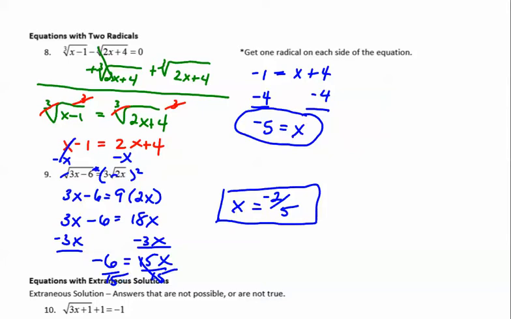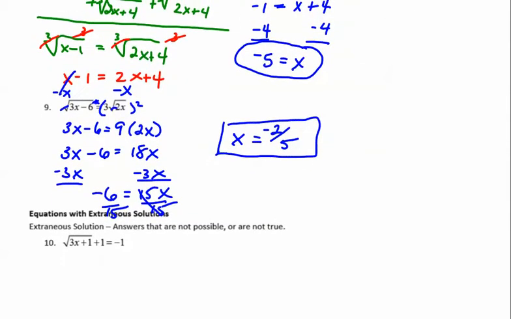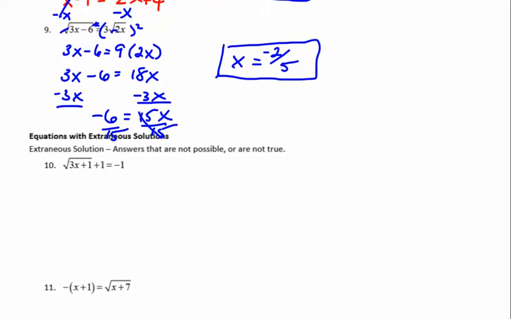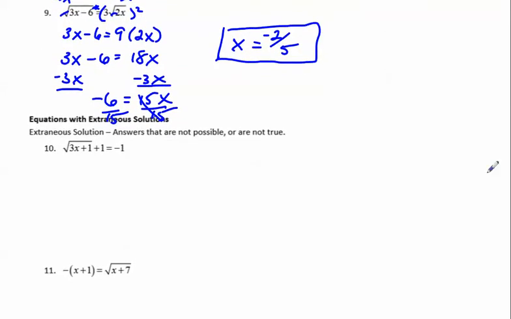Alright, so remember back on the last page we had checked our solutions to make sure they weren't extraneous. Here are some problems where extraneous solutions may just come up. Let's see what happens. In number 10, we have to isolate the radical, so I'm going to subtract 1. And I get square root 3x plus 1 equals -2.